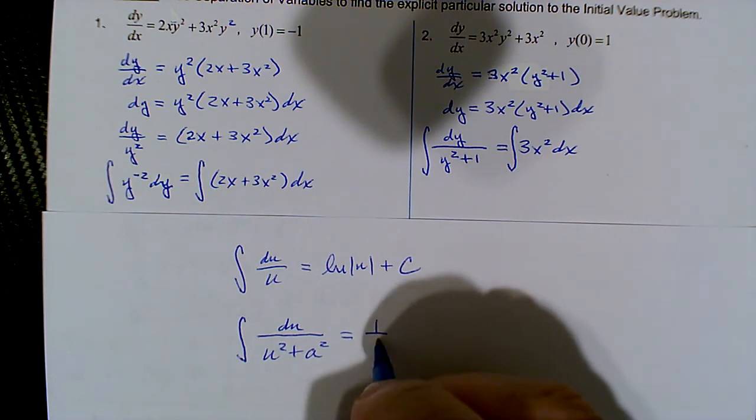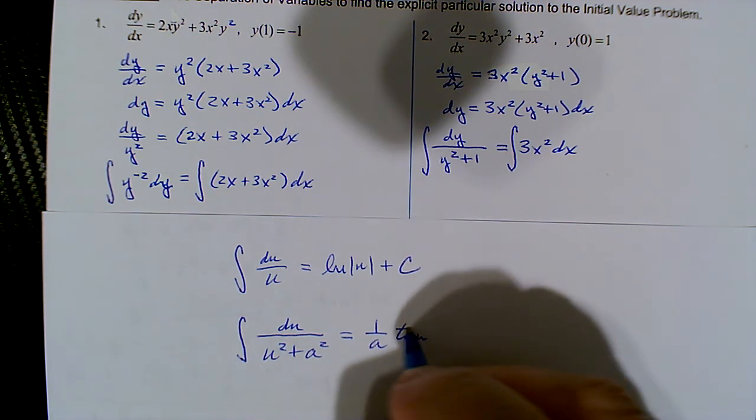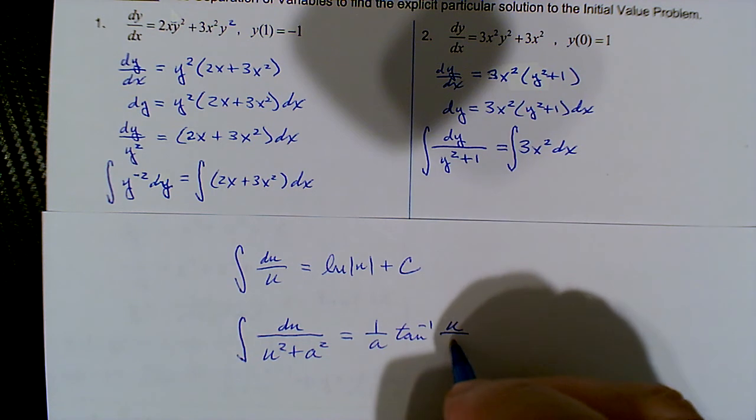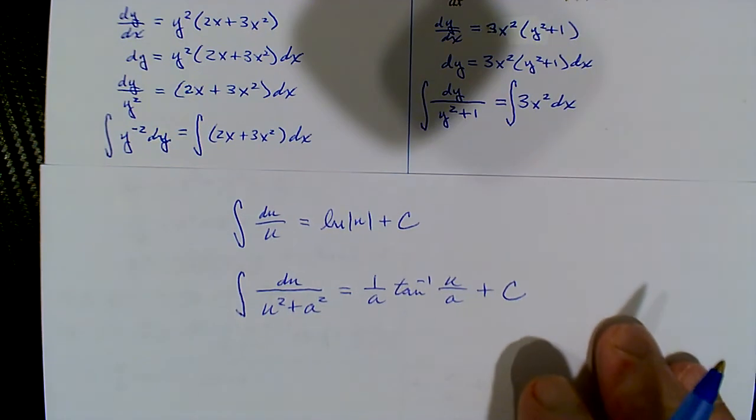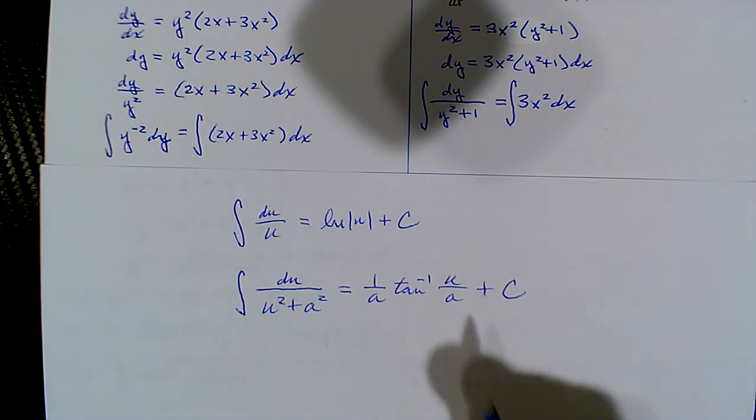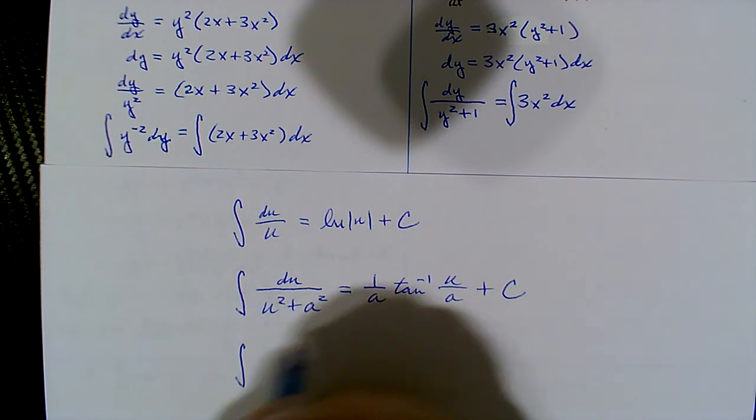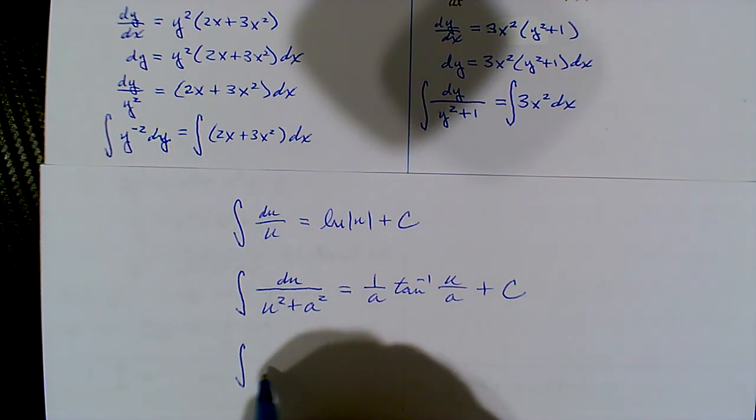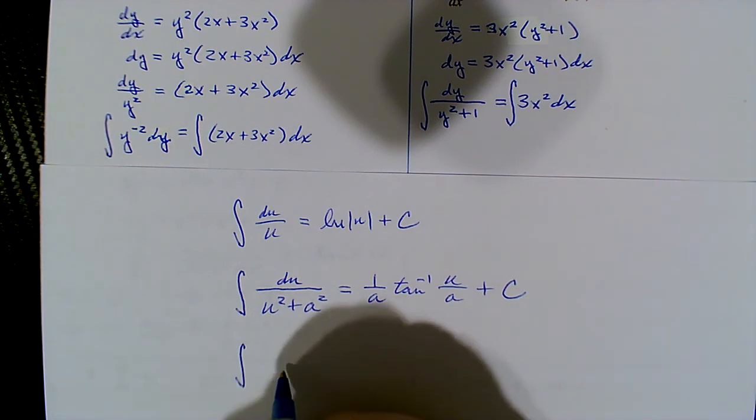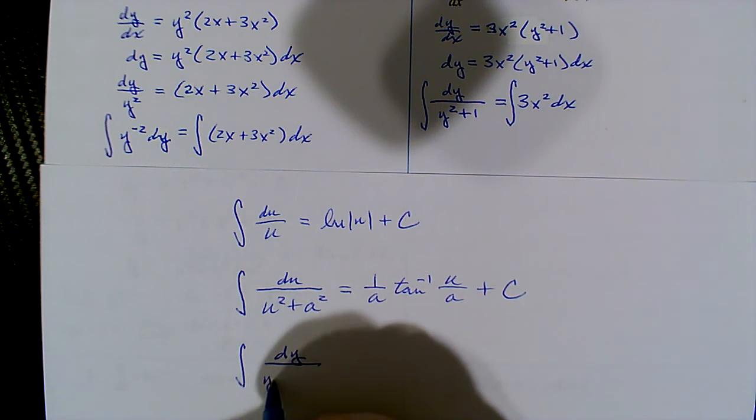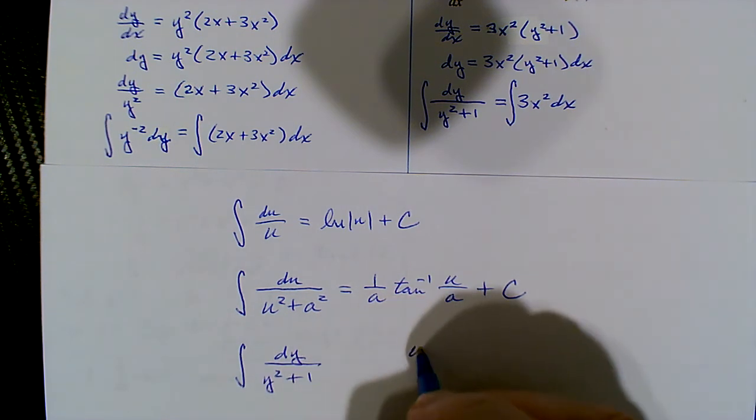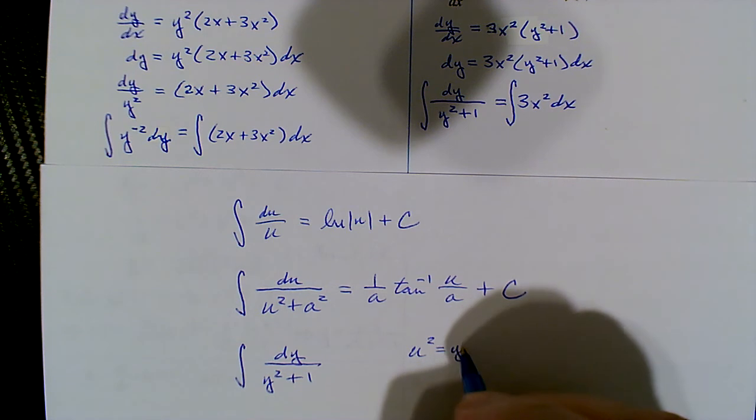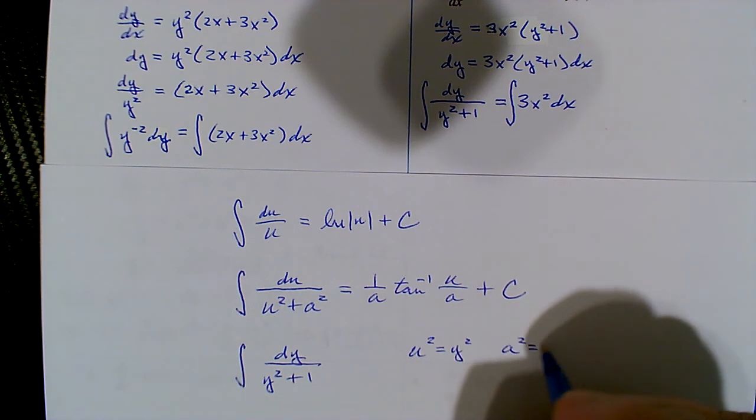And if a is 1, we'd have 1 over 1 or 1, and then the inverse tangent of u is y over a is 1, or just y. So that left-hand side integrates to be the inverse tangent of y. So there's an integral that is a little bit more obscure. But then integrating 3x squared, we get 3x cubed over 3, or just x cubed. Introduce our constant, call it plus c.